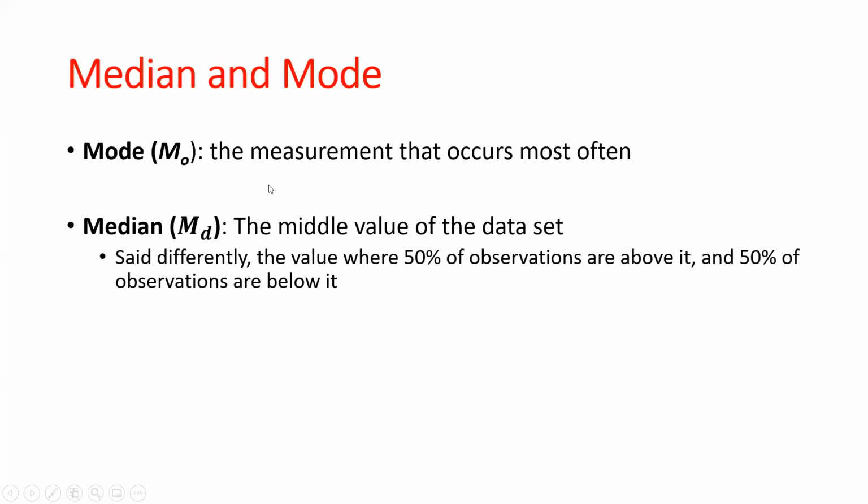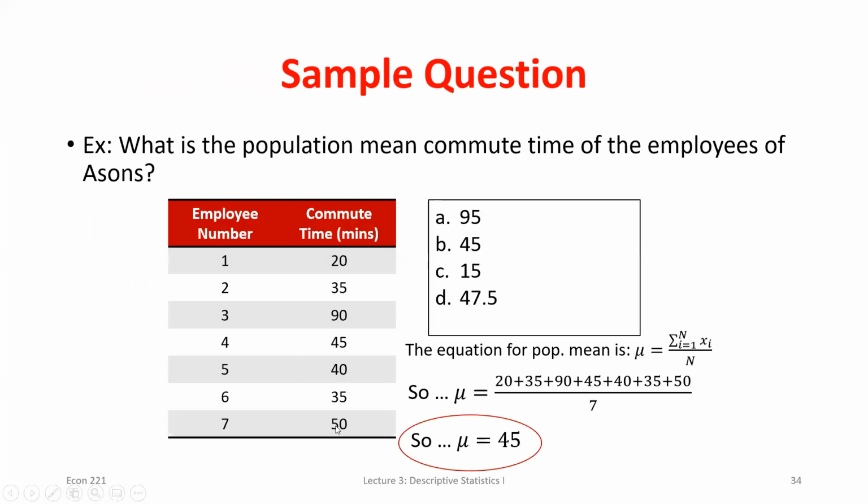The mode is just the number that happens the most in the data set, right? So if I go back to something like this, what would the mode be here? This was actually pretty easy. There's only one number that happens more than once, which is 35. So the number that happens the most would be 35.